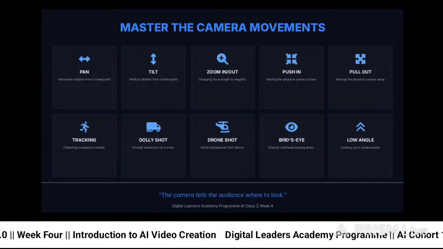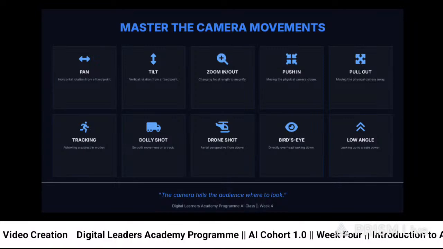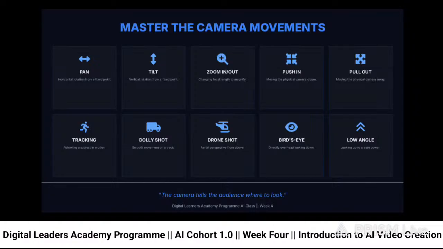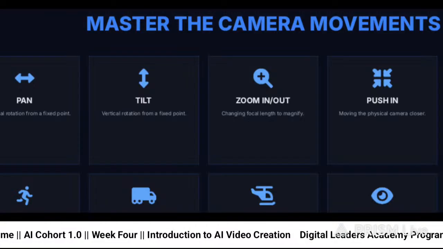Now, you have to master these parts for the camera movement. It is very, very important that we master the part for the camera movement. Now, we're going to be looking at this one by one after the other.